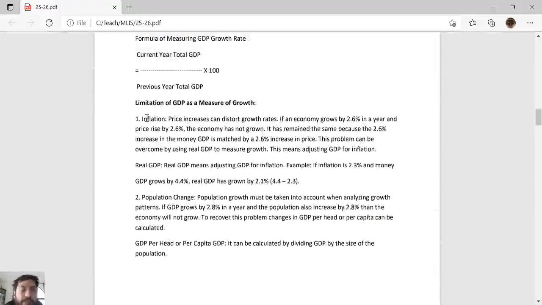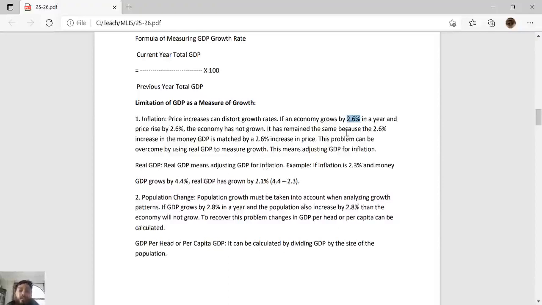The first one is inflation. Like we already discussed, during inflation the price level increases. As a result, people cannot afford the goods and services they used to afford before. That's a problem, but it also distorts the value of GDP. Suppose the GDP growth was 2.6%, and at the same time the inflation is also 2.6%. If you adjust them, then you will find that there is actually no growth.